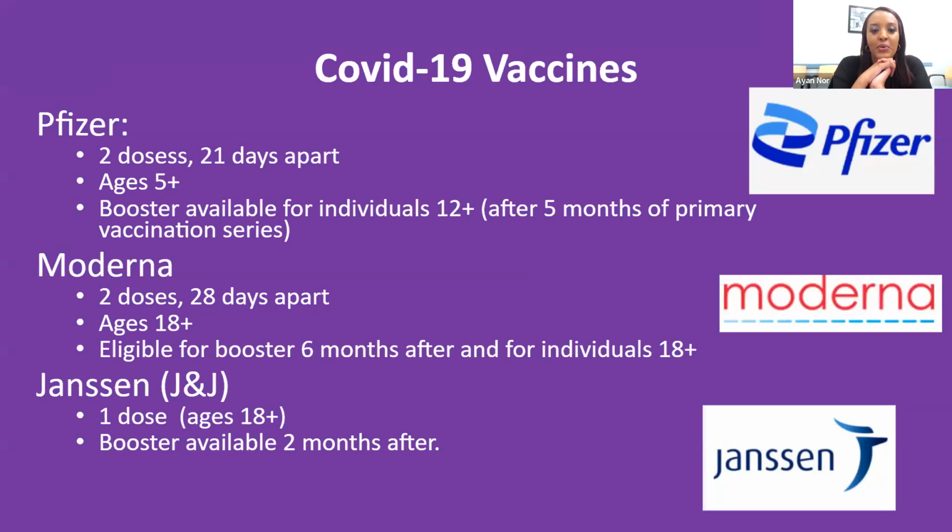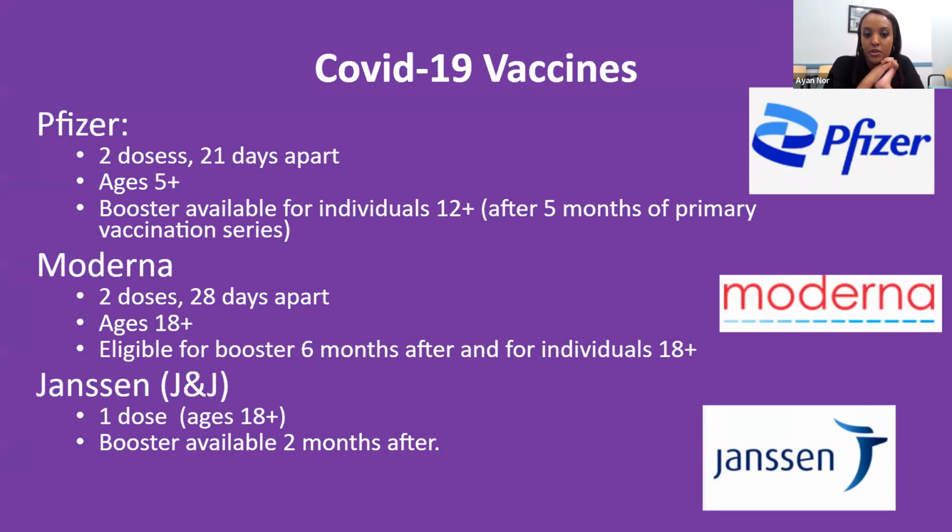Yes. So we'll go over the three main vaccines, the Pfizer, Moderna, and Janssen. Currently, for Pfizer and Moderna, there are 2 doses. As we all know, with Pfizer you get the first dose, and then 21 days after, you get your second dose. Now children 5 and up are eligible for it, and boosters are available for individuals age 12 and up. You get the booster shot 5 months after your primary series, so the first 2 doses.